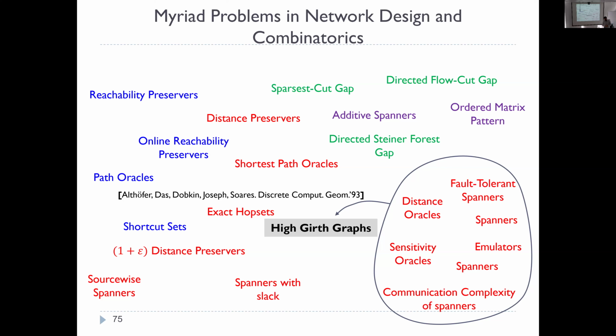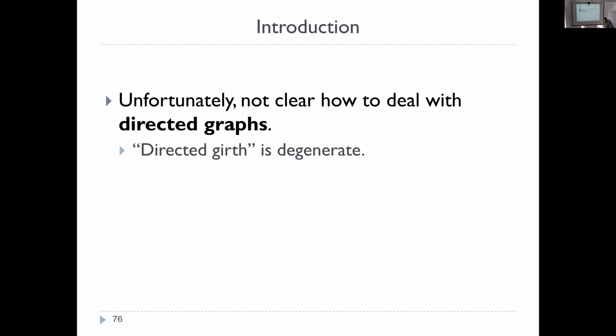But for directed graphs, this is not really the case. There was maybe not a unified notion, right? If you try to think of directed girth, a directed cycle in a graph, then it is quite degenerate, right? You can have graphs that are very dense without any directed cycles. For example, a bipartite graph with all of the edges directed from one side to the other doesn't have any cycles, right? But it's very dense.